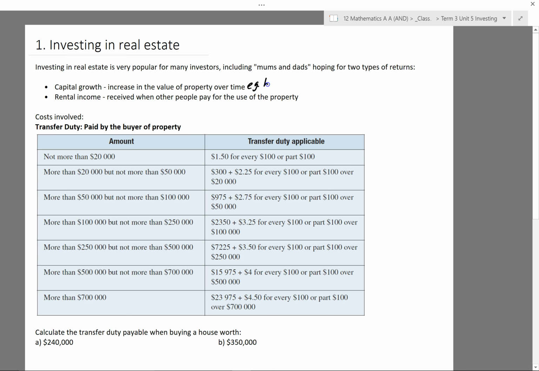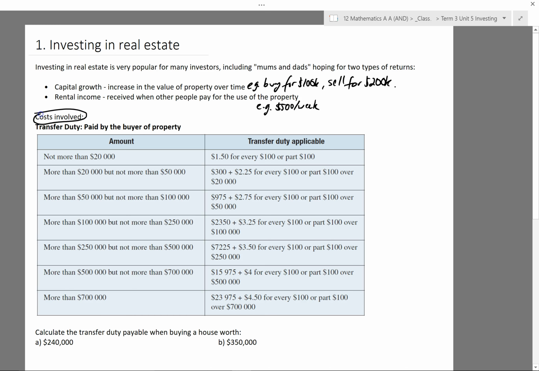Okay, for example, buy for 100,000 and sell for 200,000 in a few years' time. That's one way we're hoping to make money with real estate. The other one is receiving rental income. Okay, so for example, maybe you earn 500 per week from the money that the tenant is giving you for renting your property.